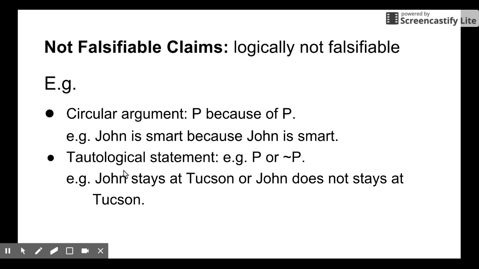Or a tautological statement, for example, P or not P. A specific example is like this: John stayed in Tucson, or John did not stay in Tucson. It means that this claim will always be true no matter what. It's not relevant to the facts. In other words, this type of claim does not make any prediction about our real world. It does not make any predictions at all. So we try to avoid this type of claim in scientific studies as well.